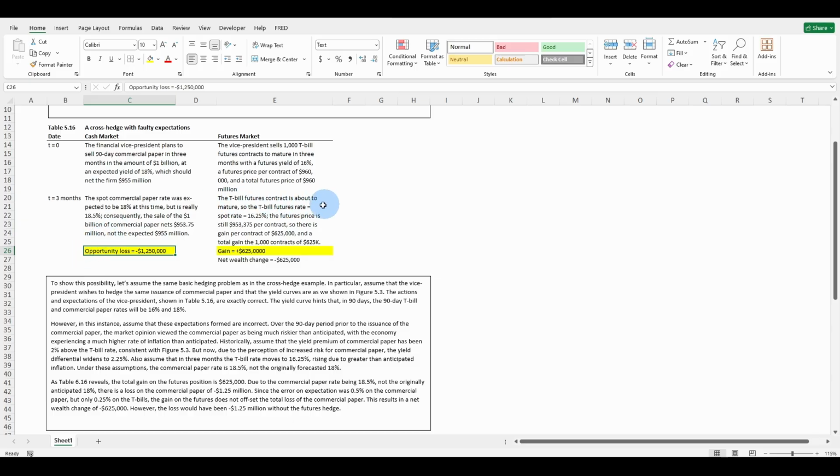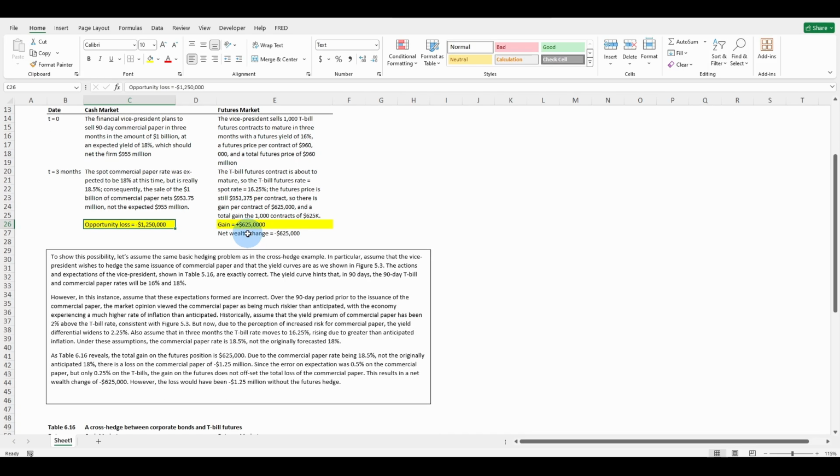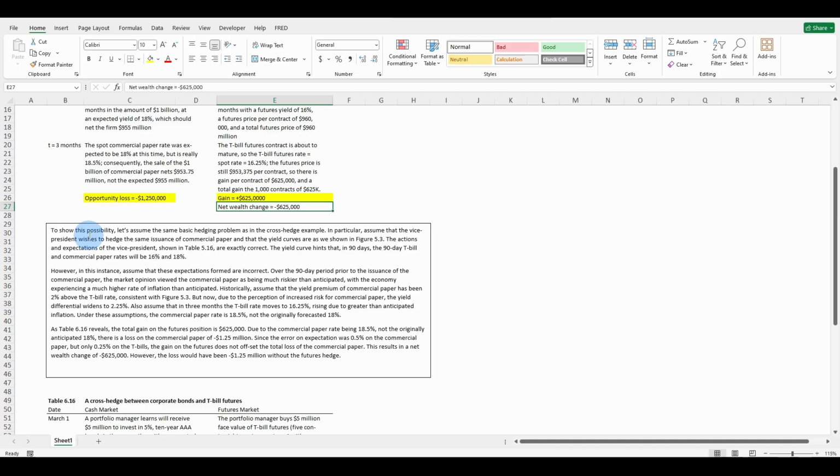The T-bill futures contract is about to mature, so the T-bill rate is equal to the spot rate, which equals 16.25%. The futures price is still $953.375 per contract, so there's a gain per contract of $625 and a total gain of $625 times 1,000 contracts, which is $625,000. Net wealth change: $625,000. To show this possibility, let's assume the same basic hedging problem as in the cross-hedge example. In particular, assume that the VP wishes to hedge the same issuance of commercial paper and that the yield curves are as shown in 5.3.